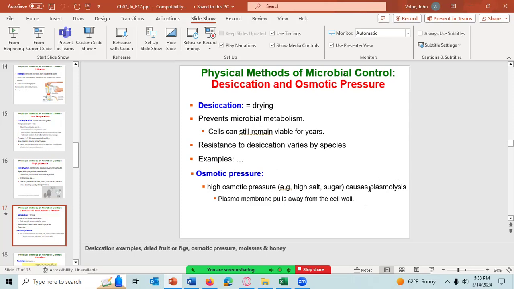Some examples of osmotic pressure being used to preserve the food. Why molasses and honey can stay at room temperature for years.